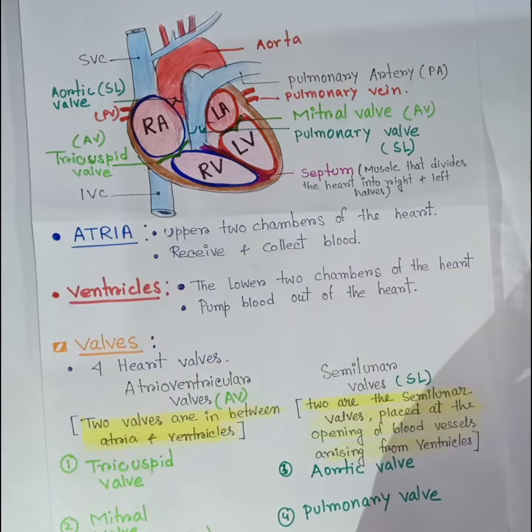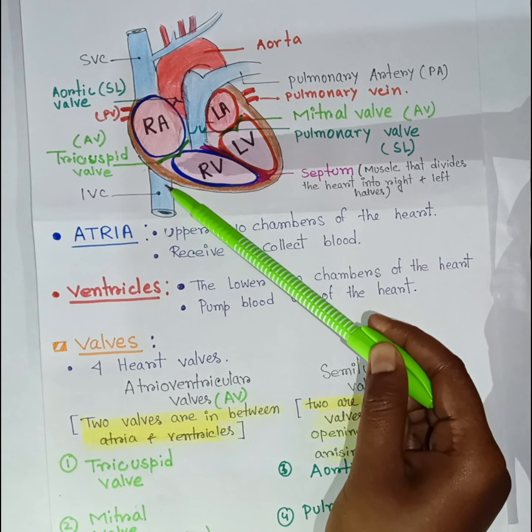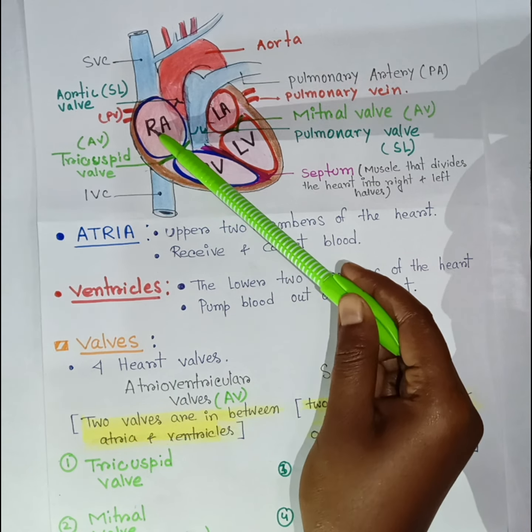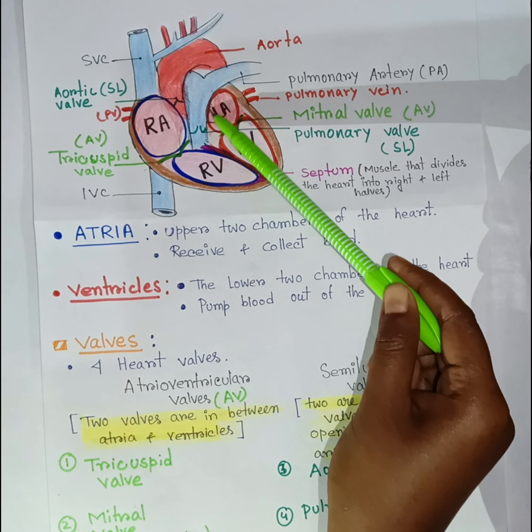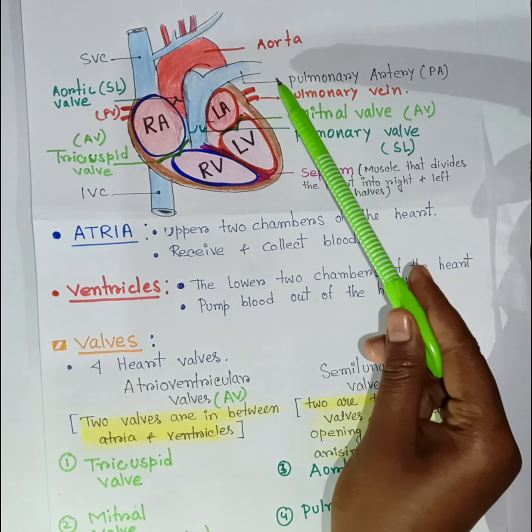Now, first deoxygenated blood comes into RA through SVC and IVC. This blood moves to RV through the tricuspid valve. This blood moves to the pulmonary artery through the pulmonary valve into 2 lungs, left lung and right lung, where deoxygenated blood becomes oxygenated, and this blood comes back through the pulmonary veins.